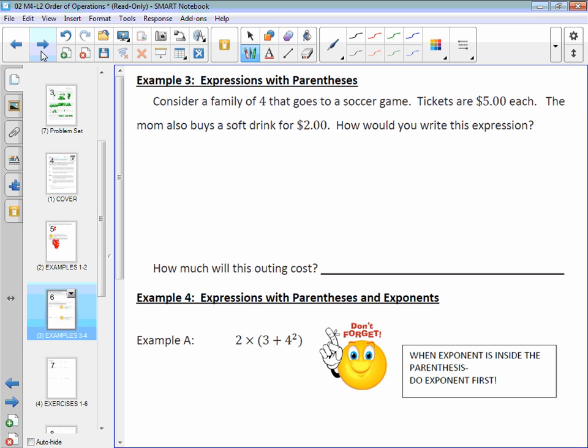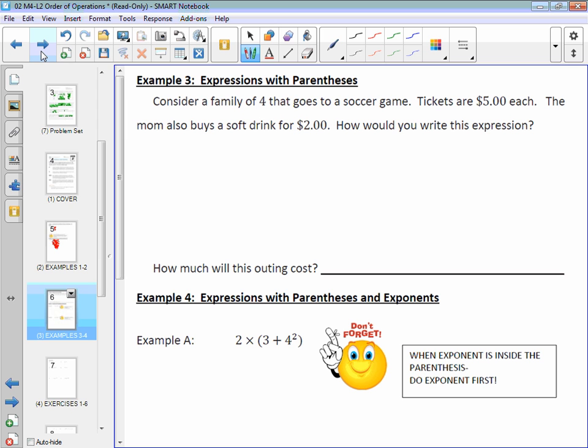Example 3. All right, consider a family of 4 that goes to a soccer game. Tickets are $5 each. The mom also buys a soft drink. That's a soda. A lot of kids don't even know what soft drinks are anymore. I know. A soda or a Pepsi for $2.